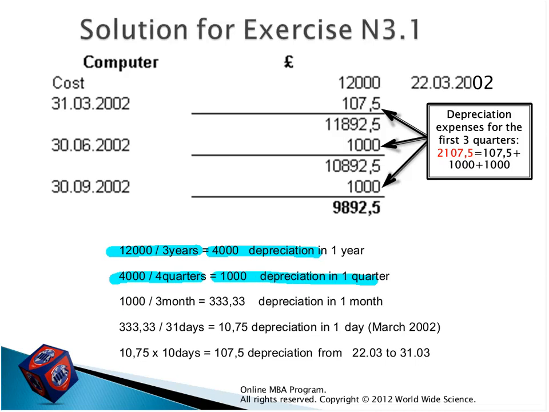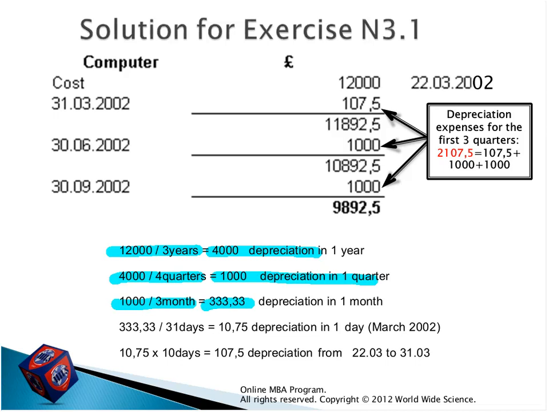Then, if you would like to find how much depreciation you have in 1 month, just take your 1,000 of depreciation in a quarter and divide by 3, because 1 quarter has 3 months, right? And you will get depreciation in 1 month, which is equal to 333.